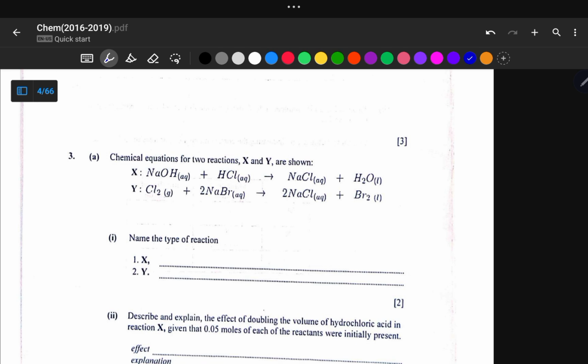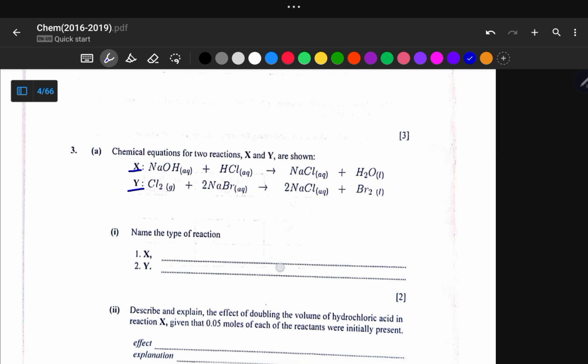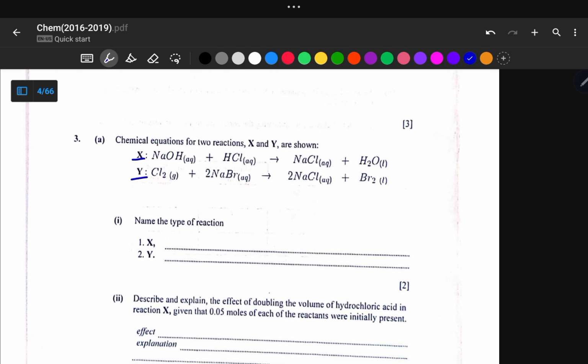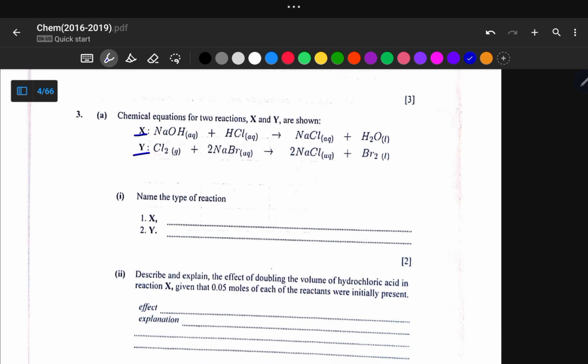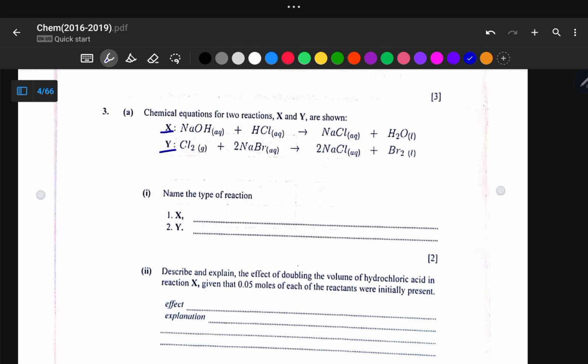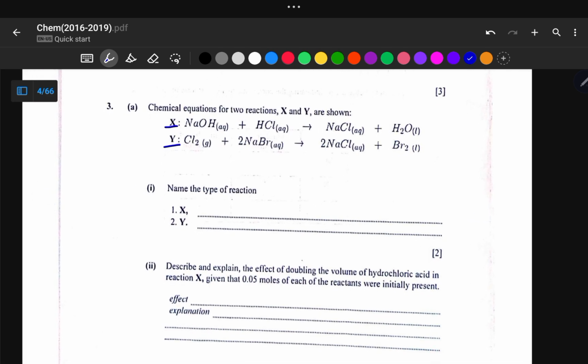We're given the chemical equation X and the chemical equation Y, and we are required to name the type of reaction X and the type of reaction Y. As I've alluded to, we are not here to claim answers, but we want to broaden our foundation in chemistry and understand the deeper and fundamental principles of chemistry. So I'm not only going to highlight the answers, but I want to explain any related topics within the radius of a given question, right?